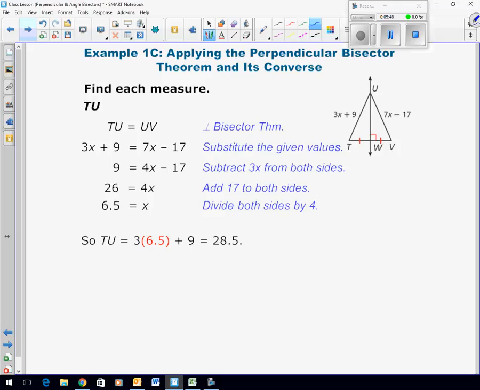Next, get something like this. If TW is congruent to WV, then UT is congruent to UV, or TU. So these two are congruent to each other. If I have expressions that are congruent to each other, what do I do? To solve, set them equal to each other, right?